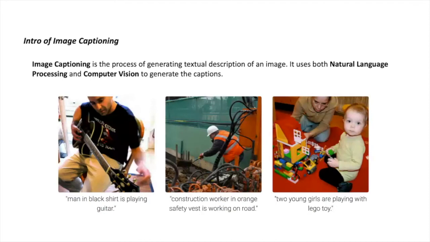Part 1, we're gonna introduce a little bit on the research background of image captioning. First, what is image captioning? It is a process of generating a textual description of an image. For example, let's look at the left one. We can see a man playing guitar. The text we expect the model to generate is "man in black shirt is playing guitar," just like that. It's the general idea of image captioning. So we can see that we're gonna use both NLP and computer vision to solve the problem.